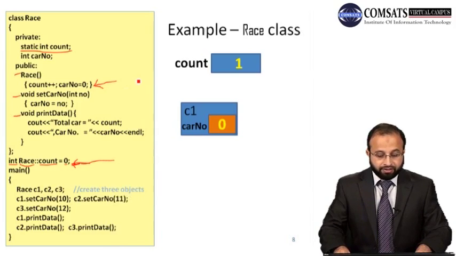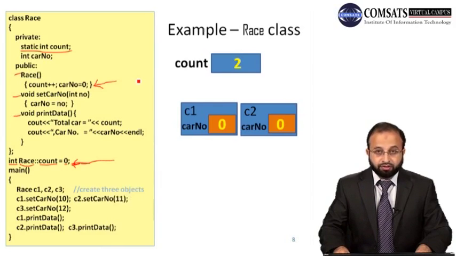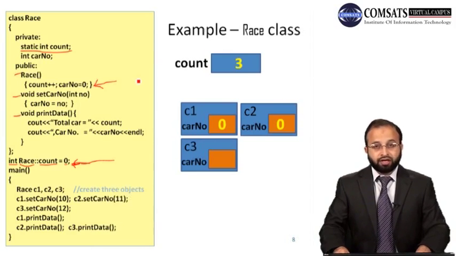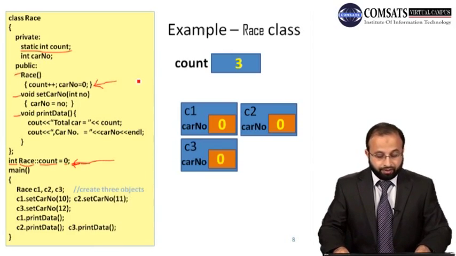And then the second object, that is C2, is created, and the first statement is the count is incremented, it becomes 2, and the car number is initialized with 0. And then C3 object is created, it increments the value of count, it becomes 3, and then the car number is initialized with 0, right?